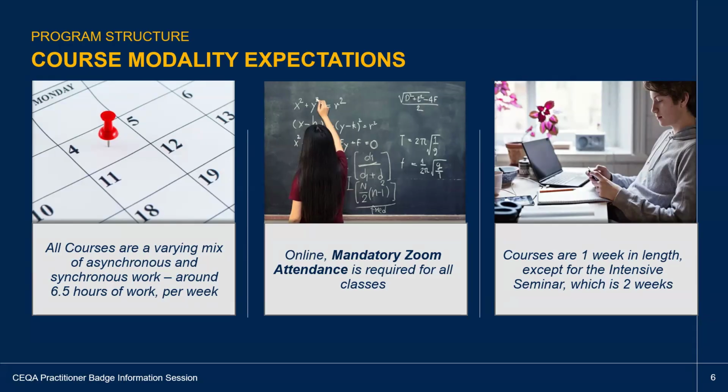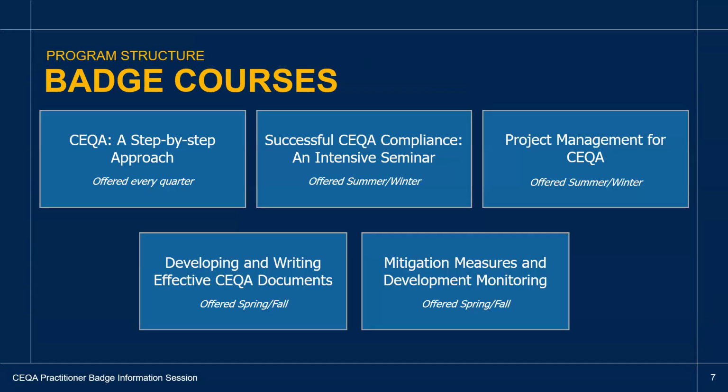Now let's move on to the courses themselves and their schedules. The 5 courses in the badge are CEQA, a step-by-step approach, which is offered every quarter. We have successful CEQA compliance, an intensive seminar, which is offered summers and winters. We have project management for CEQA, which is offered summers and winters. We have developing and writing effective CEQA documents, which is offered in spring and in fall. And then mitigation measures and development monitoring, which is also offered in spring and in fall.